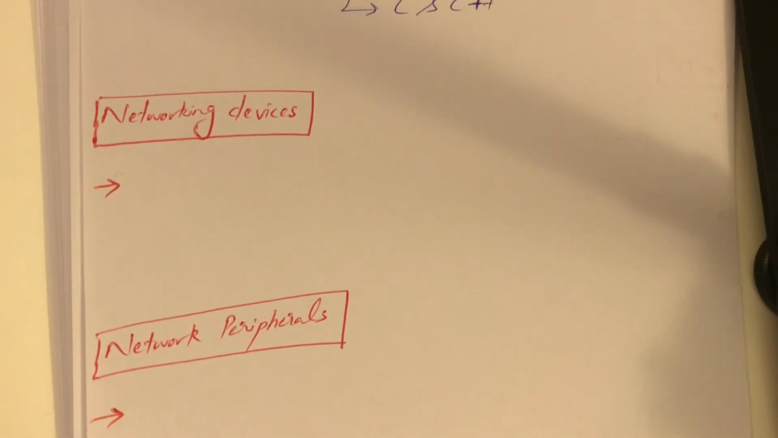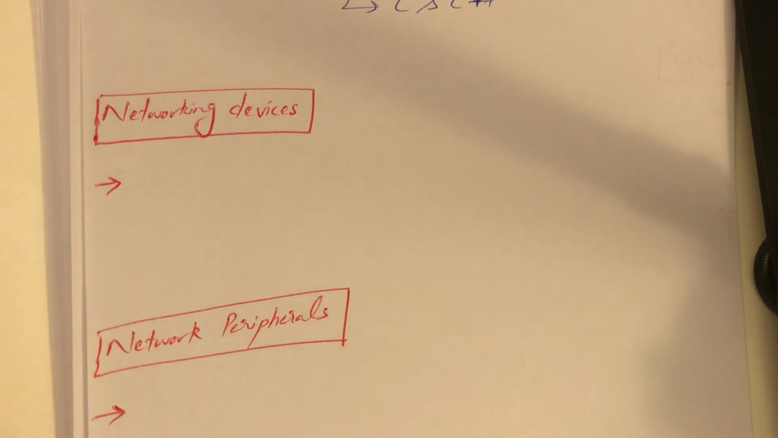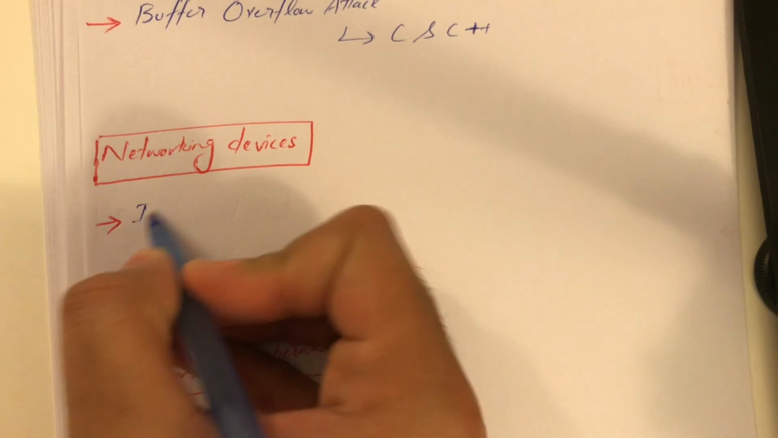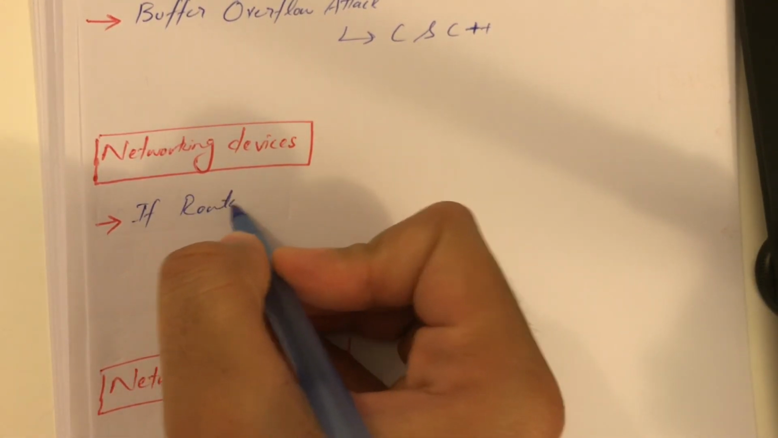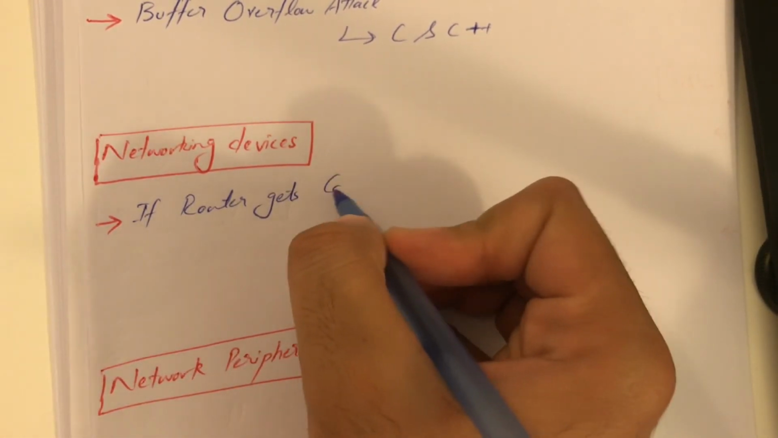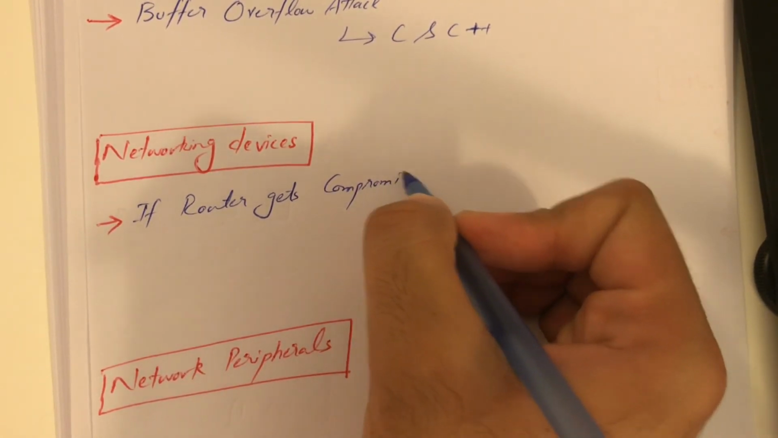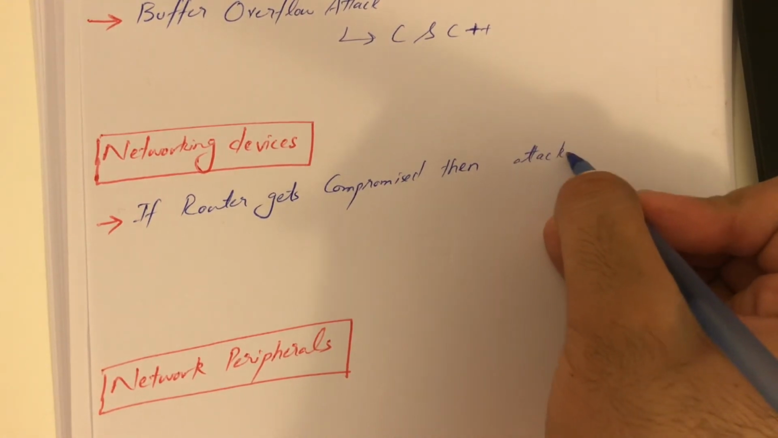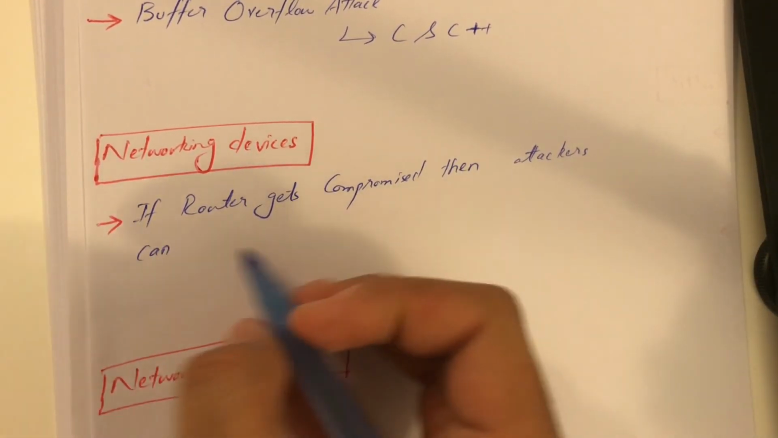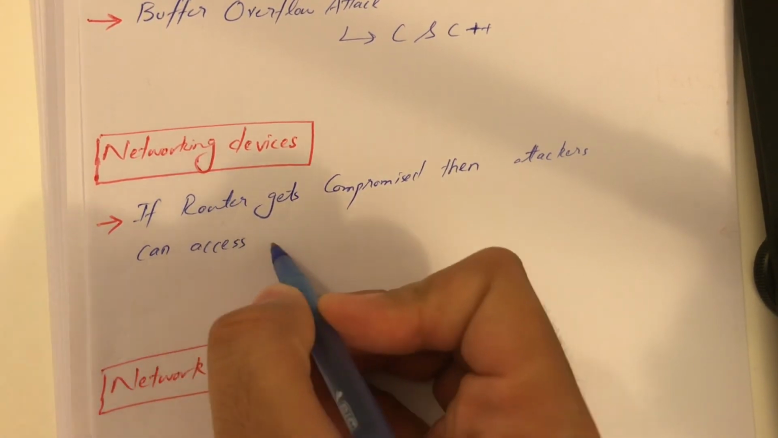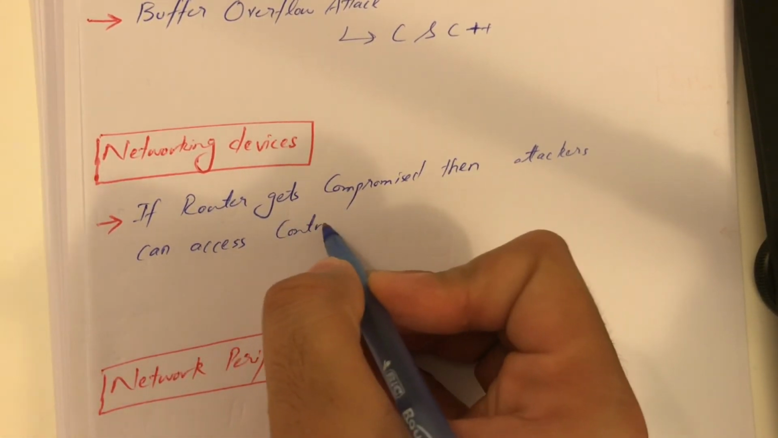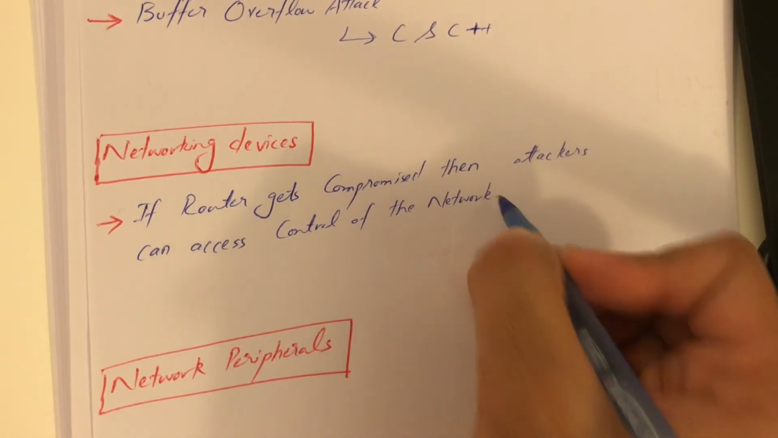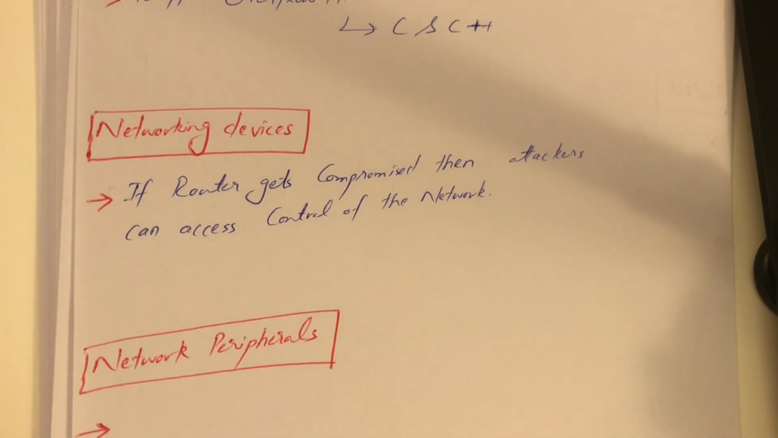Then, as I already talked about, the networking devices. For example, if anybody has control over your router, so if your router gets compromised, then attackers can access control of the network. They can access any device in your network if they can take control of the router.